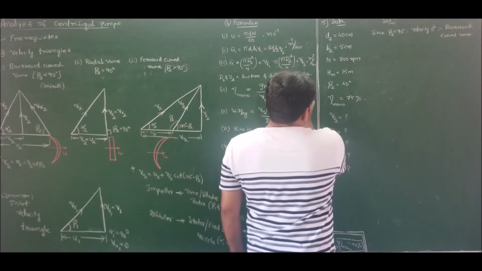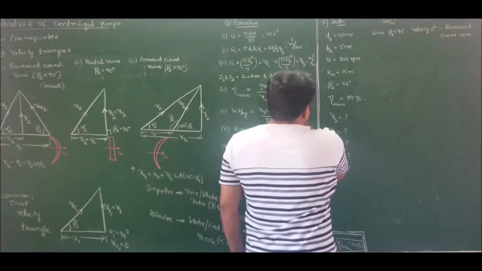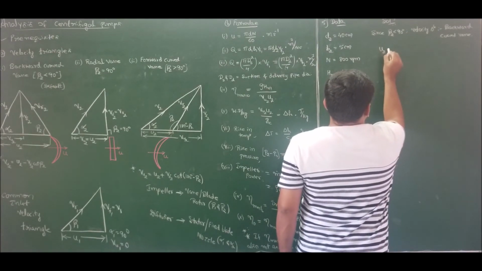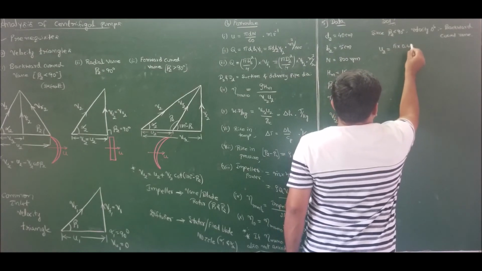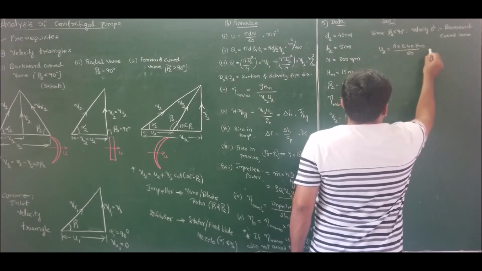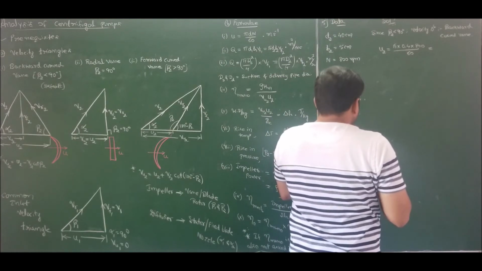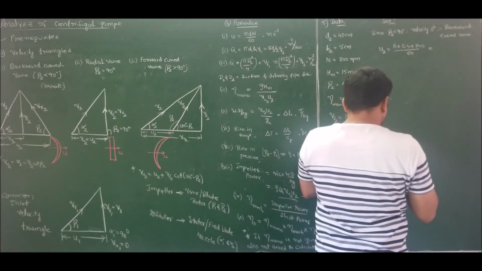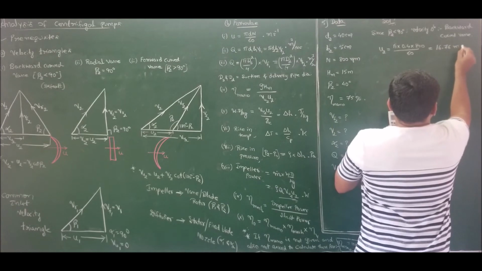So now, coming to solving this problem, we know the value of N, we know the value of D2. So therefore I can find the value of U2. U2 will be pi times D2, 40 centimeters, 0.4, N is 800 divided by 60. So U2 will be pi into 0.4 into 800 divided by 60, which is turning out to be 16.76 meters per second.